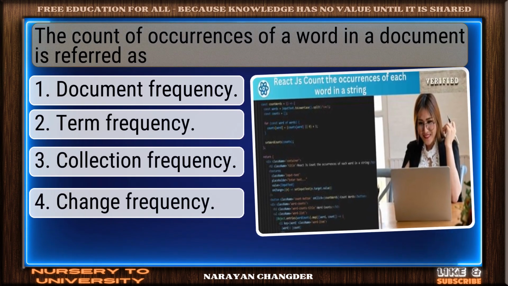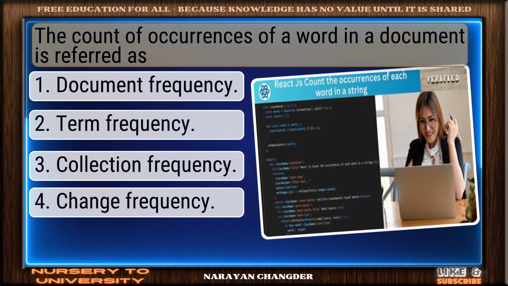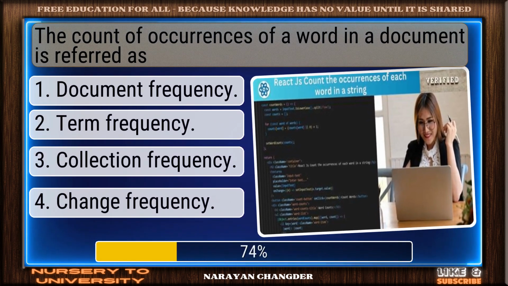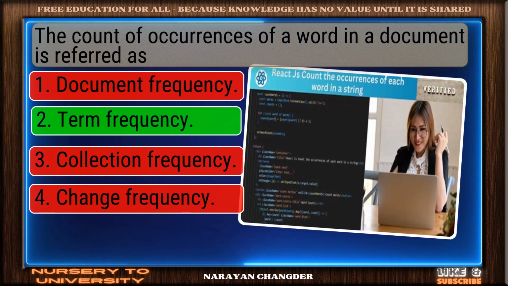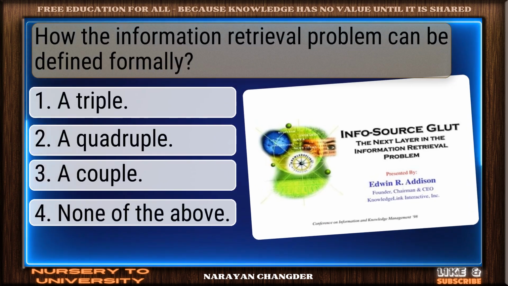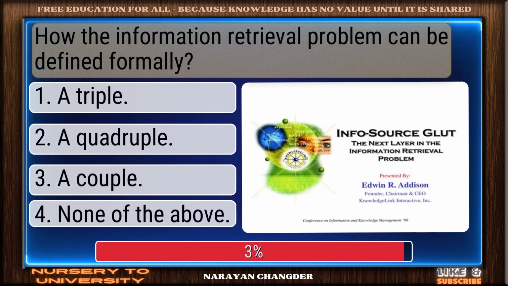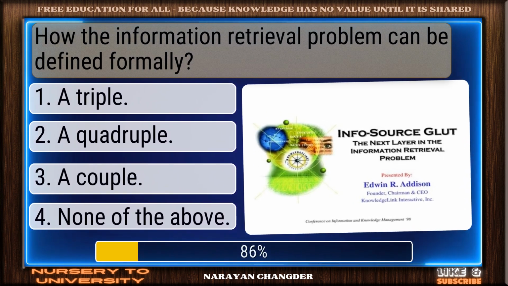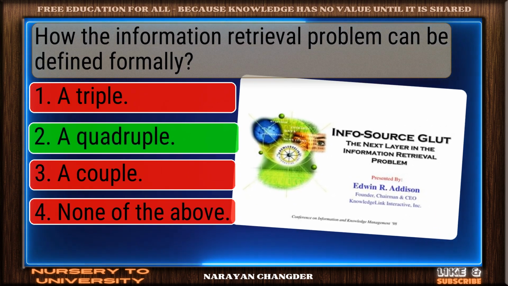The count of occurrences of a word in a document is referred to as. Right choice. Term frequency is the best answer. How can the information retrieval problem be defined formally? Perfect. A quadruple is the correct choice.